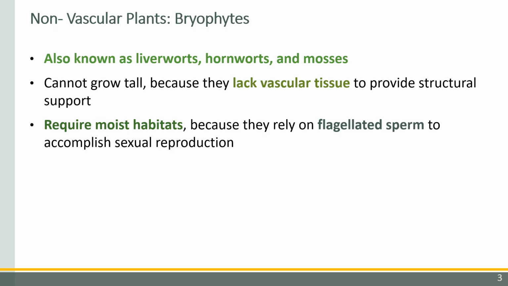But they also require those moist habitats because they rely on flagellated sperm. So plants reproduce sexually, but at least these early bryophytes are going to have flagellated sperm, which is a holdover from being full-time in the water as algae. So those flagellated sperm do just what they do in humans. They swim to the egg, and you need a wet environment for that to happen. So in order for our bryophytes to reproduce, they require water.